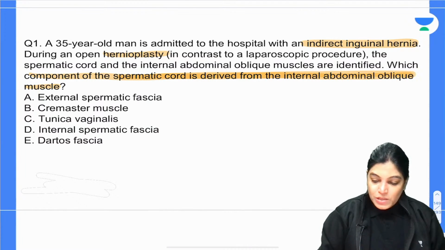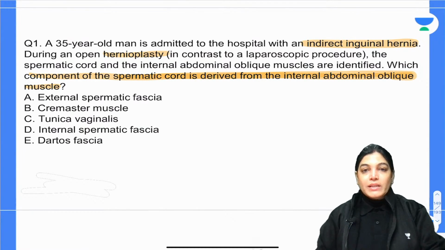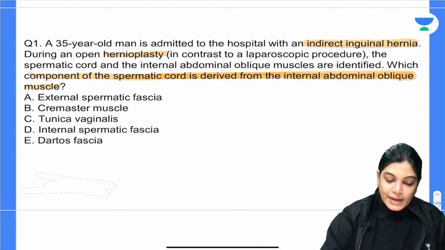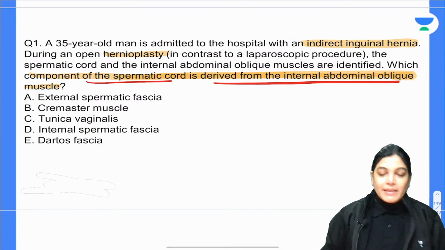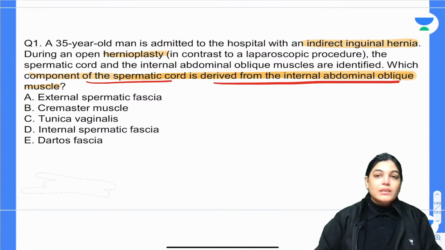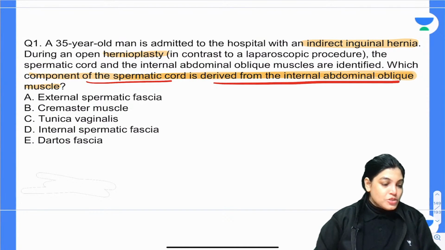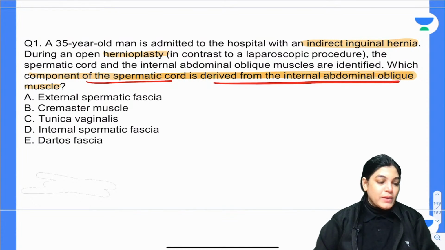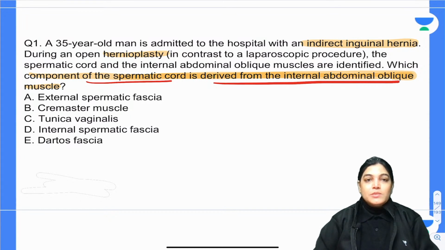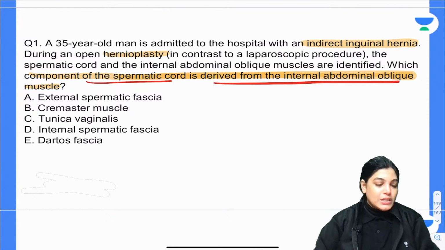So, it's a direct MCQ only. It's a clinical scenario MCQ, but the MCQ is direct. Why? Because it is directly asking which component of the spermatic cord is derived from the internal abdominal oblique muscle. So, my dear aspirants, you can mark the correct answer. Your time starts now. I will move on with the explanation, just waiting 13 seconds for you. Whether it is external spermatic fascia, cremaster muscle, tunica vaginalis, internal spermatic fascia, or Dartos fascia, which is the correct one?